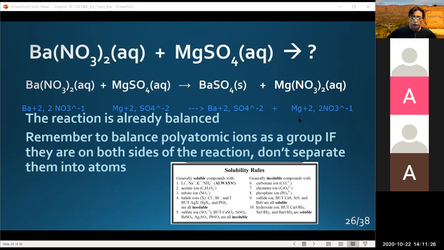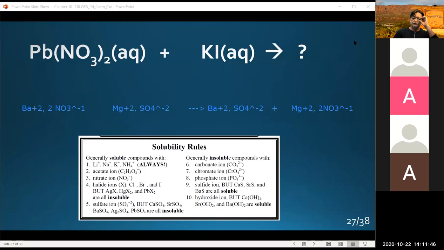All right. So here what they're telling you here is to balance these type of reactions, follow the polyatomic ions. And by default, the chemical reaction will balance itself. All right. Let me clear this up. So the question here says, we got lead nitrate, aqueous, meaning it is soluble. And we have potassium iodide, and aqueous, meaning that potassium iodide is soluble.